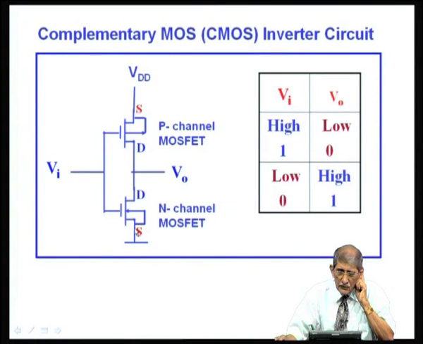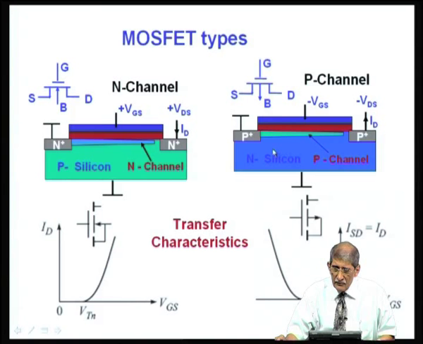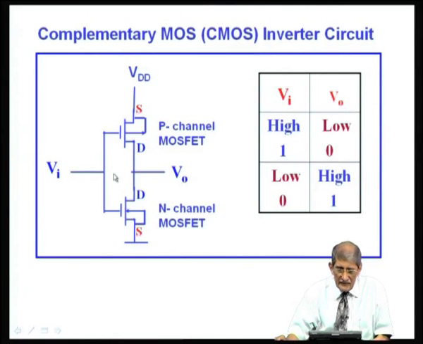Here you see the connection: source, drain, current flow will be in that direction. Here the source is connected to supply, and the drain is like that. Current flow is from the source to the drain. Please remember, here current flow is from source to drain, and here current flow is drain to source. You connect the two drains together in this fashion.